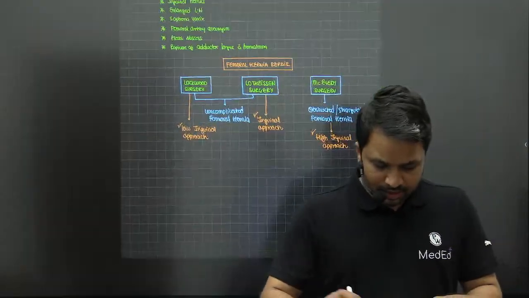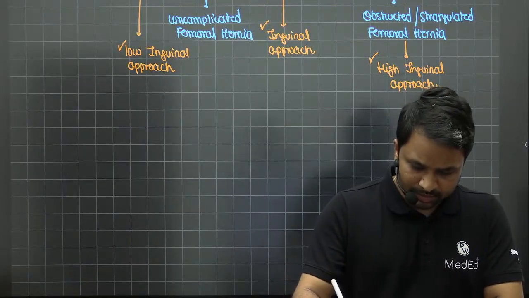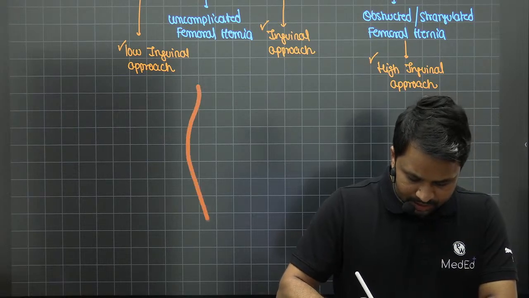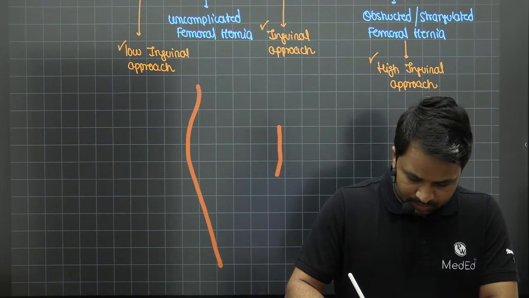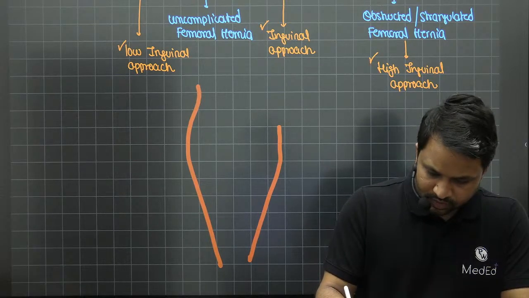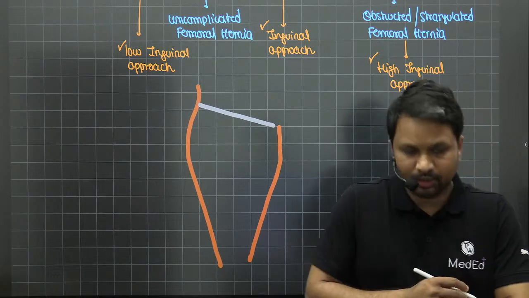Okay. So let's understand what this means. Whatever approaches we have discussed, we'll try to summarize that. Now, imagine that this is the representation of the patient. This is the medial aspect that you have, and let's say this is the inguinal ligament.